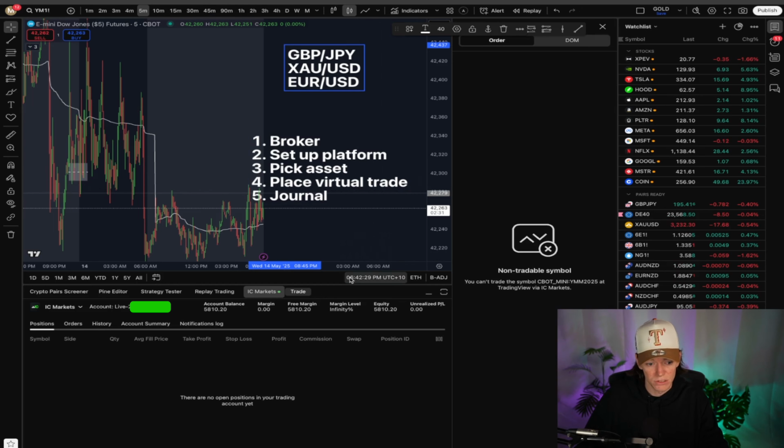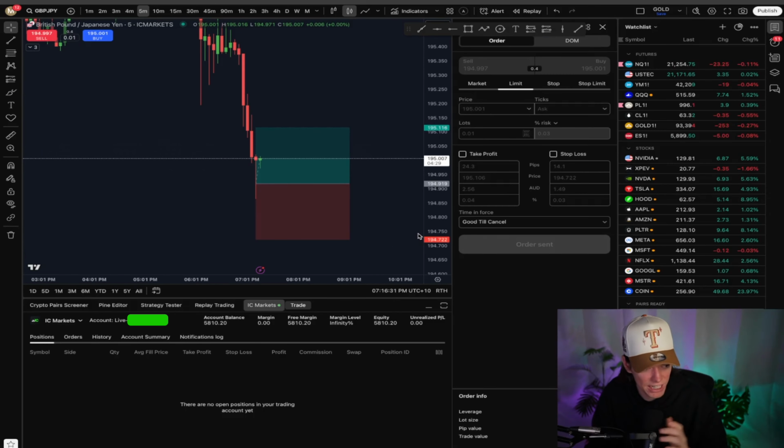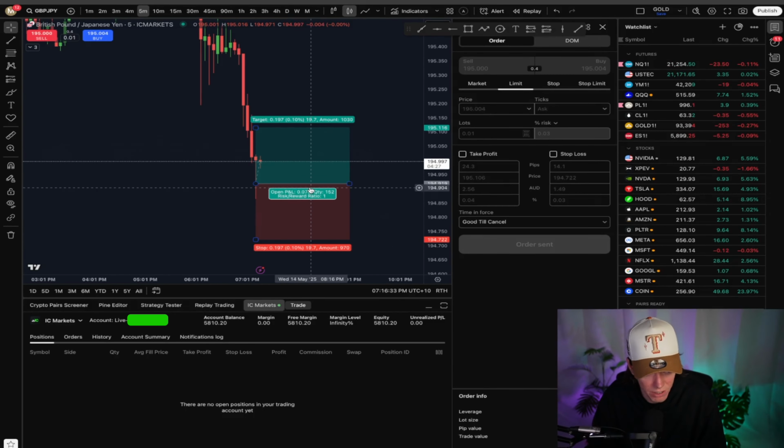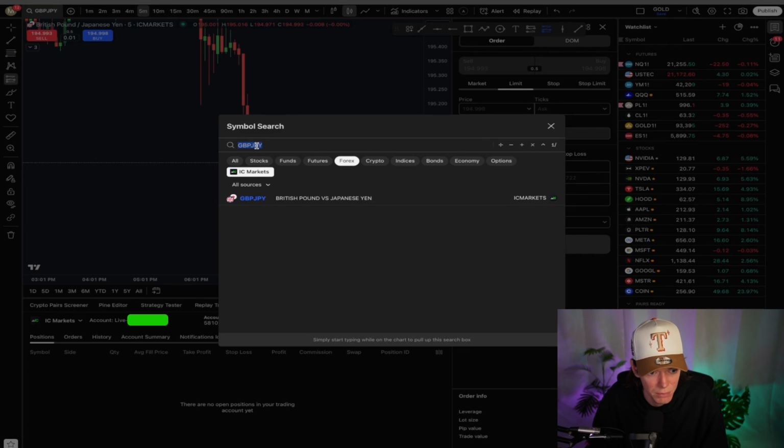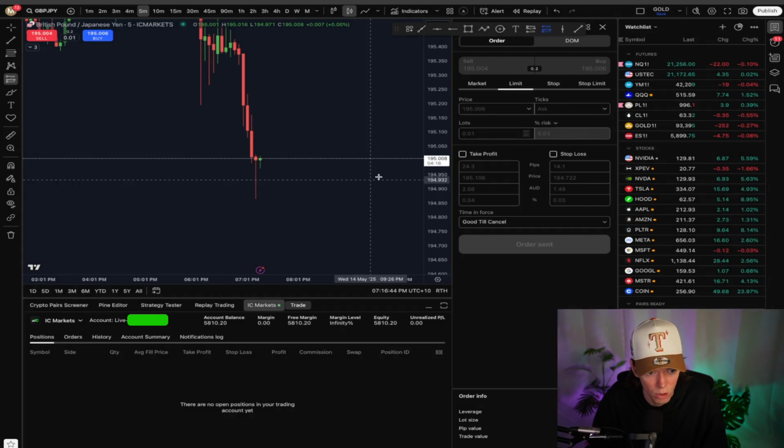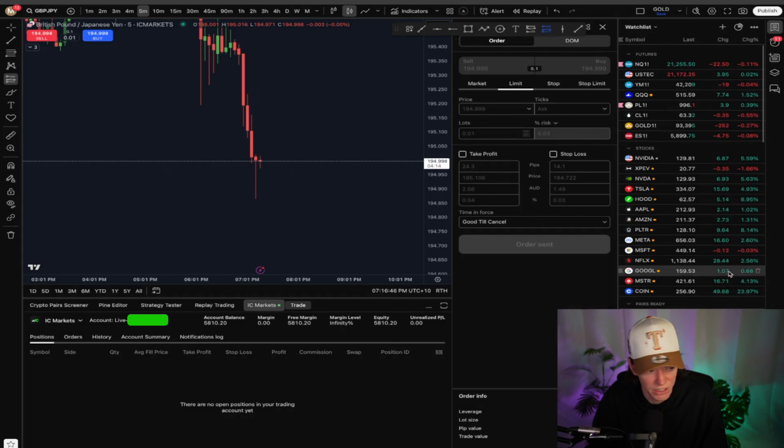Place a virtual trade. So yeah, once you've got your account connected to TradingView, then you can go ahead and start placing trades. And you'll see it here. If this is a live account, it'll say demo instead of live. All right, guys, let's place a trade here. So what we're going to do is go ahead and choose what we want. If we don't know what we want, you can go up here and click GBP JPY, click on that. It'll open it up, or you can click it if it's down here on your right side.